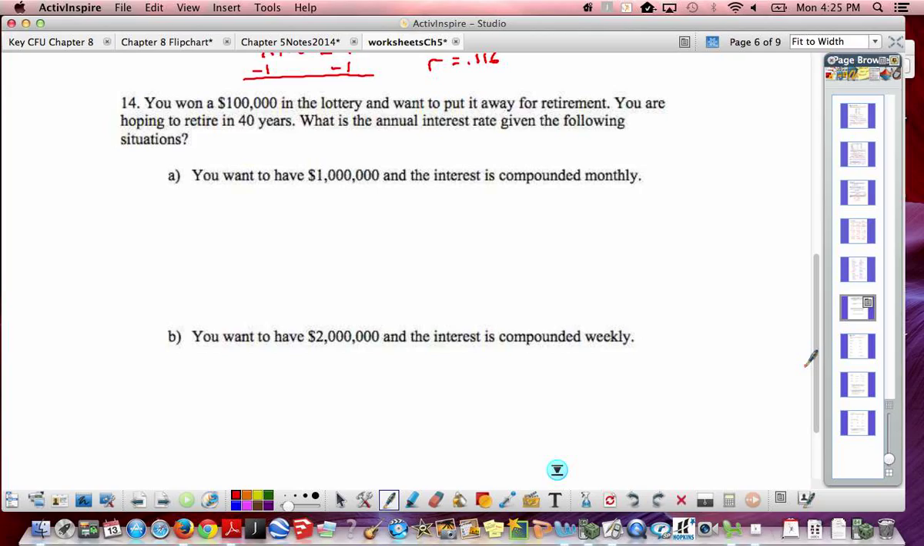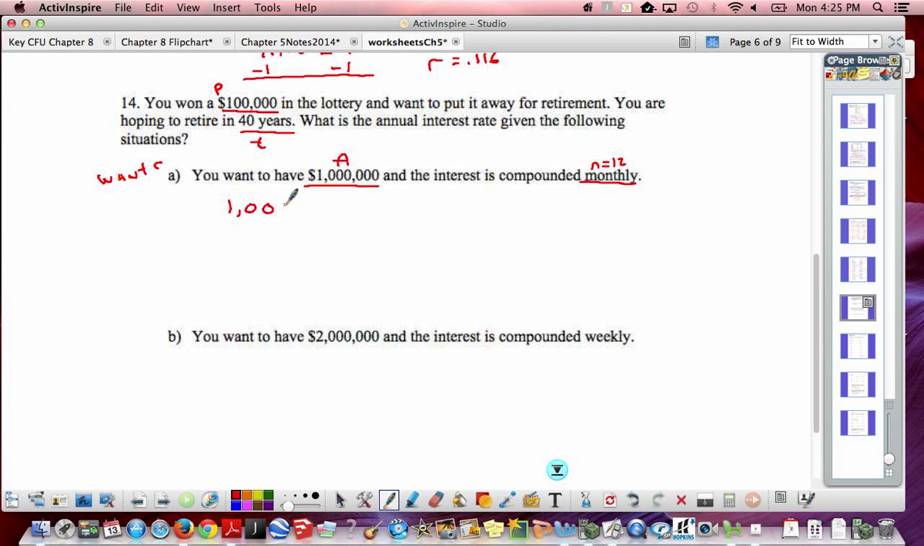You want to have $1 million and the interest is compounded monthly. So this is your A, your 100,000 is your P, there's your time. This one is monthly, so N equals 12. And again, we want R.